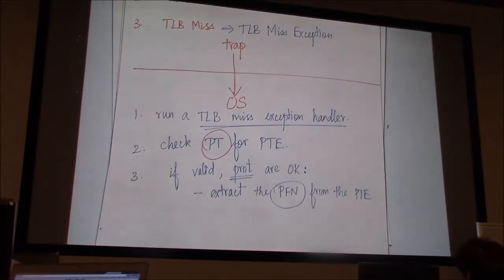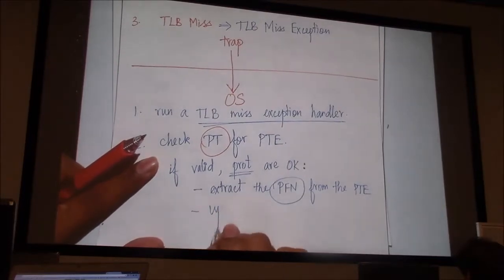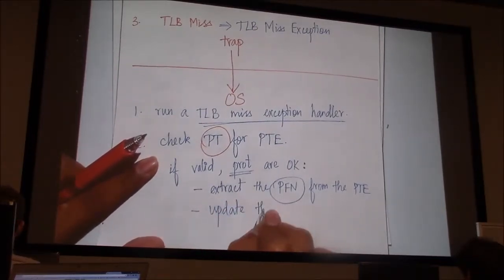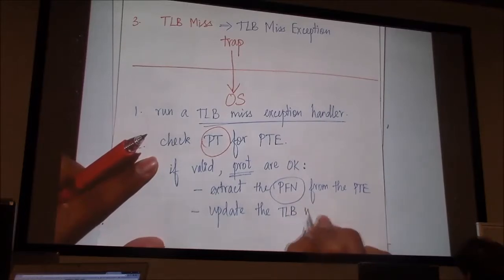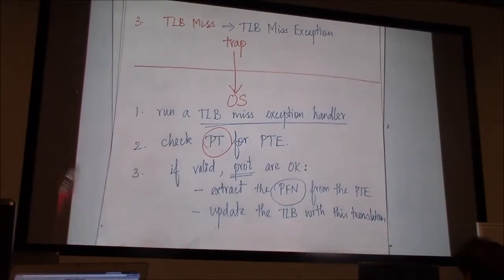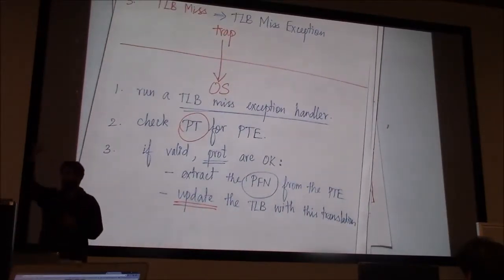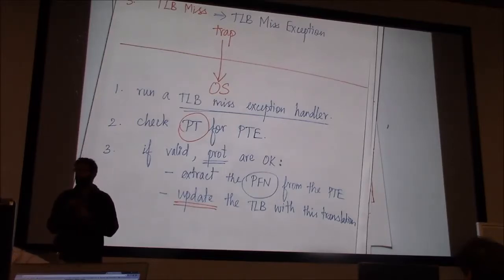Now what should the operating system do? As we saw previously with the hardware managed TLB, the hardware would update its own TLB using this page frame number. In a similar way, the operating system is going to update the TLB with this translation. But it's slightly tricky. How can the operating system update the TLB with this particular translation? What are the things that are required here?